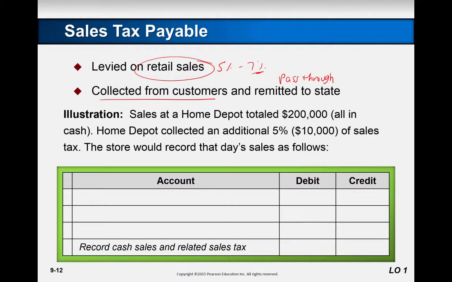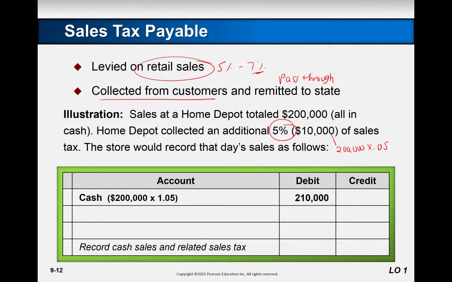So here, if we had sales at Home Depot that were $200,000, assuming all in cash, and then they collected an additional 5%. So this $10,000 is $200,000 times 0.05, the sales tax. So the store would record the sales as follows.